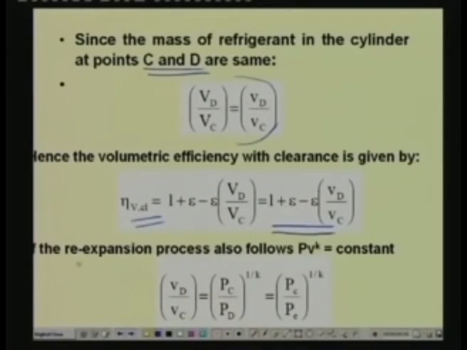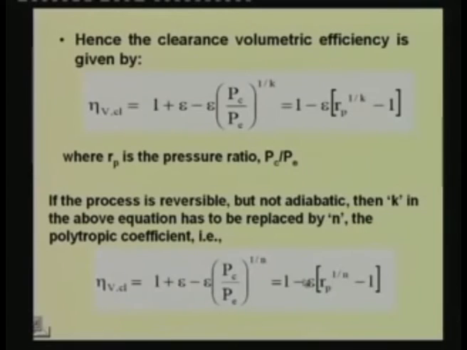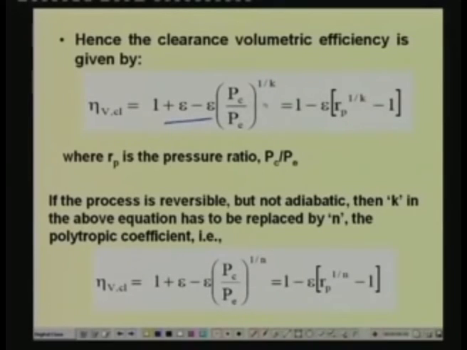And if the re-expansion process also follows Pv to the power of k is constant, then you can write this expression for the re-expansion process. That means Vd by Vc is equal to Pc by Pd to the power of 1 by k, which is nothing but Pc by Pe to the power of 1 by k, where Pc is the condenser pressure and Pe is the evaporator pressure. So finally you find that the clearance volumetric efficiency is simply given by 1 plus epsilon minus epsilon into Pc by Pe to the power of 1 by k, or this can also be written in terms of pressure ratio Rp, which is nothing but the ratio of condenser pressure divided by evaporator pressure.